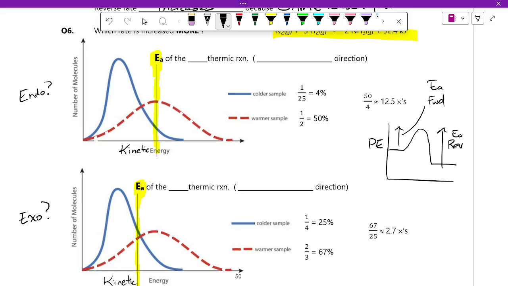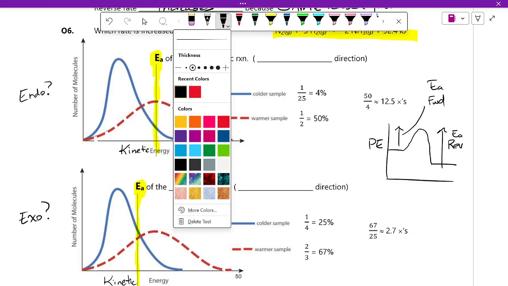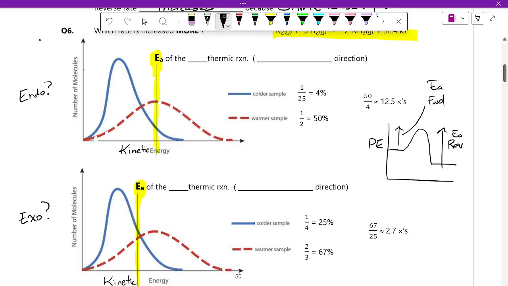What do we think? Is the first one the endo or the exothermic reaction? I think it's the endothermic because it requires less energy. The first one, the activation energy is that much. The second one, the activation energy is that much.